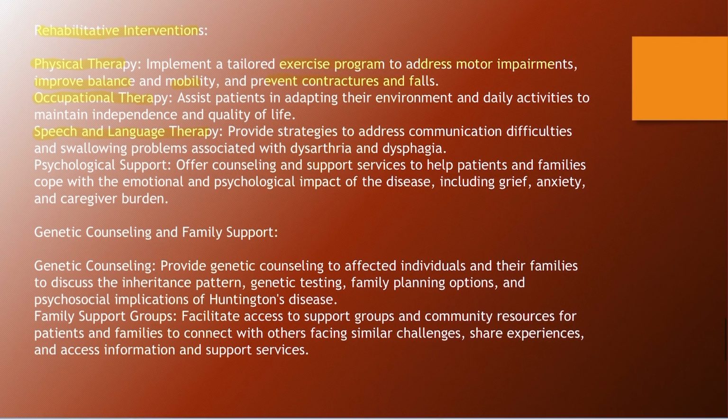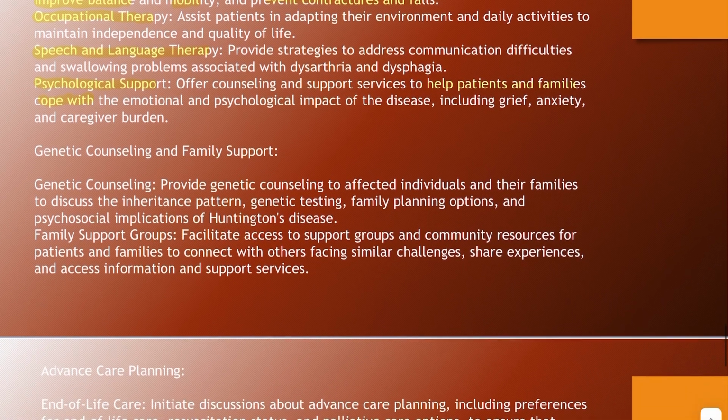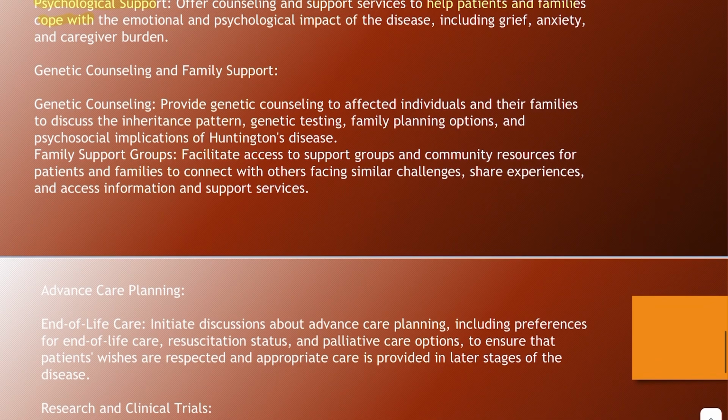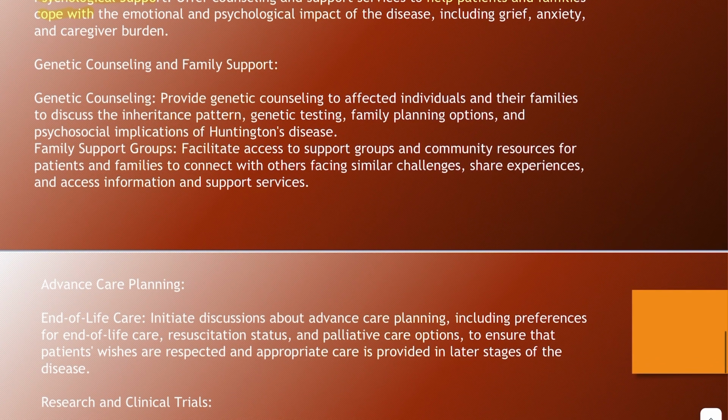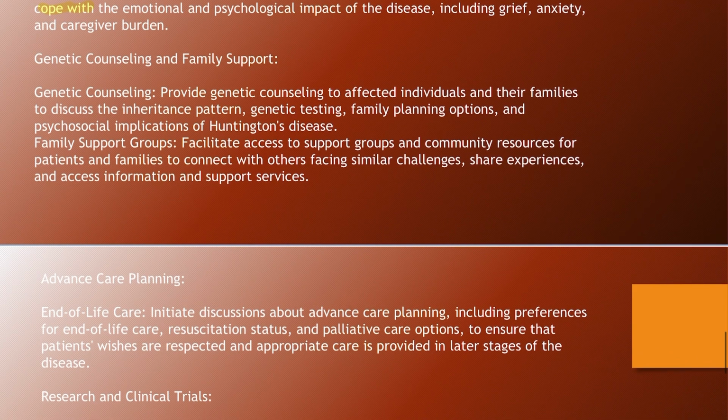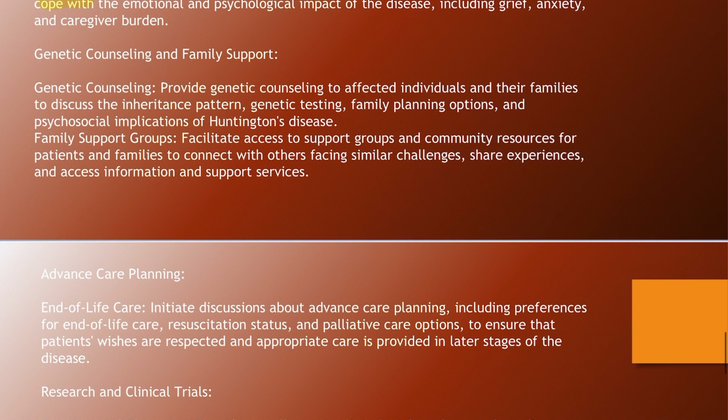Psychological support, we already talked about it: offer counseling and support services to help the patient, and not only the patient, their families as well, to cope with the emotional and psychological impact of the disease. Genetic counseling and family support: we can provide genetic counseling to affected individuals and their families, and we want to discuss the inheritance pattern, genetic testing, family planning options, and psychological implications of Huntington disease.